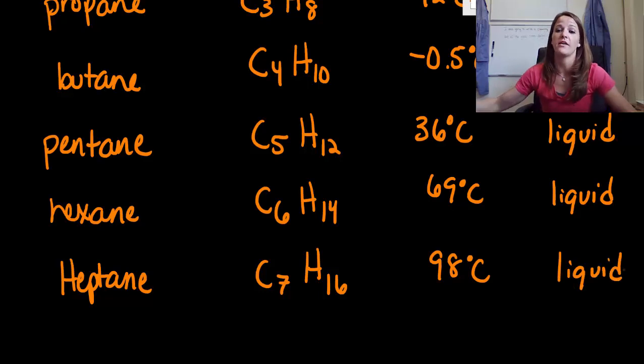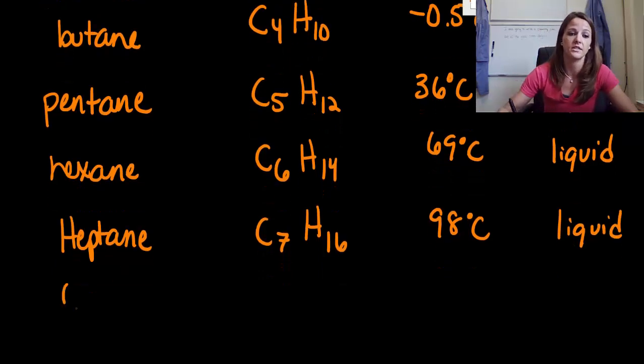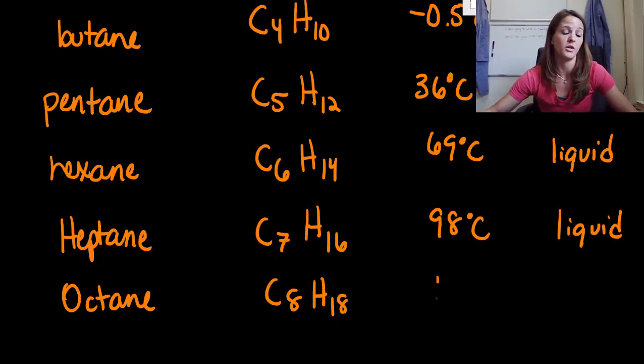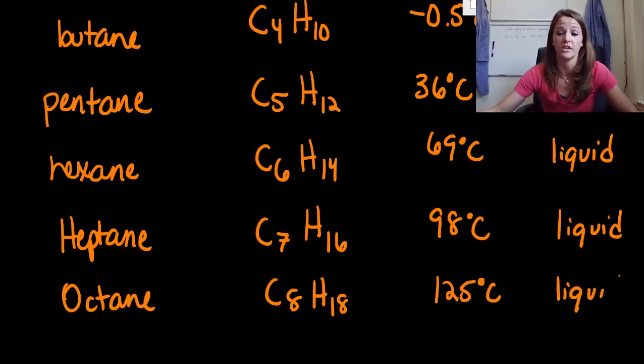All right, last one you have to know is octane. Oct, saying that we have 8 carbons, C8, and then we multiply it times 2, plus 2 gives us 18. This definitely has a boiling point of 125 degrees Celsius. So this takes a lot of energy to get it from the liquid phase to the gaseous phase.